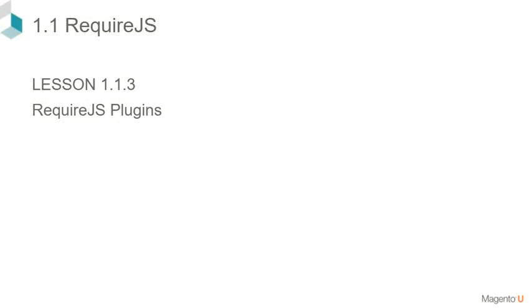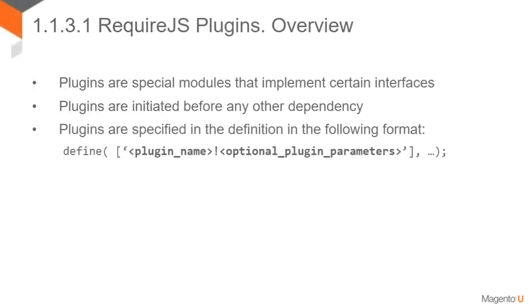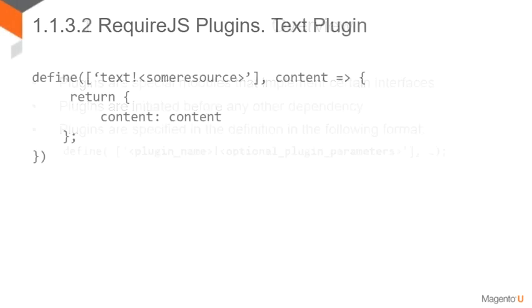This lesson covers require.js plugins. Plugins are special modules that implement certain interfaces. Plugins are initiated before any other dependency. Plugins are specified in the definition in the following format. On the slide, we can see an example of the plugin declaration in the define function.